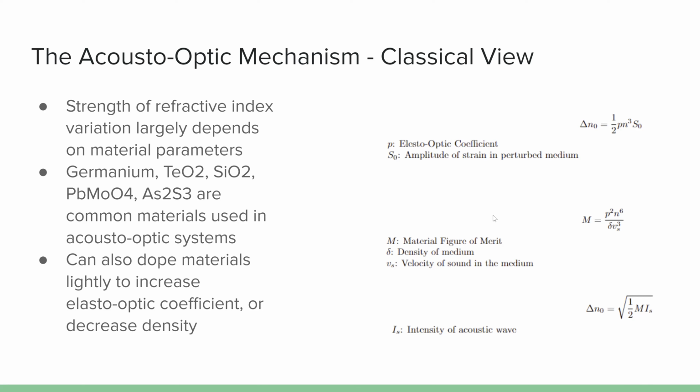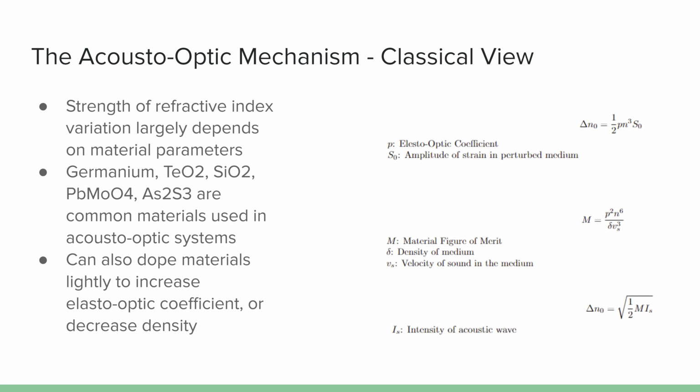Yeah, so then kind of a couple more points with this. Over here I have listed some common materials that are used in acousto-optics. So germanium surprisingly can be utilized, tellurium dioxide, silicon oxide, lead molybdenum oxide, as well as arsenic sulfide, I guess you can say. Those are common materials used. There are some other materials as well.